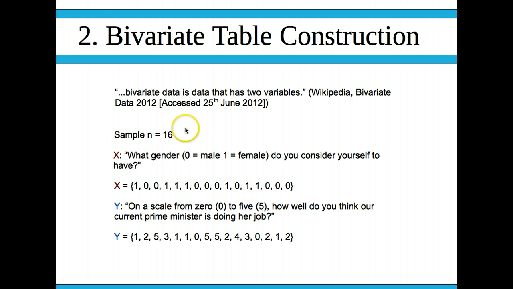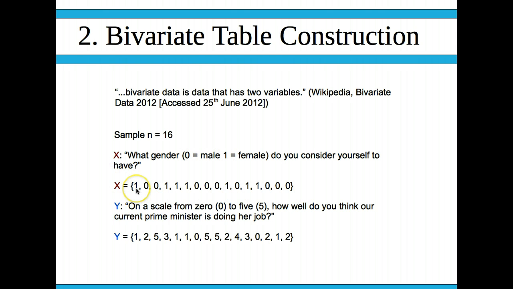Let's say we have a sample of 16 respondents, 16 people that have answered some kind of survey that we sent out. And one of the questions on this survey was, what gender do you consider yourself to have? So if they're coded as 0, they're male. If they're coded as 1, they're female. We take our answers, we code them, and then we place them in a data set like this.